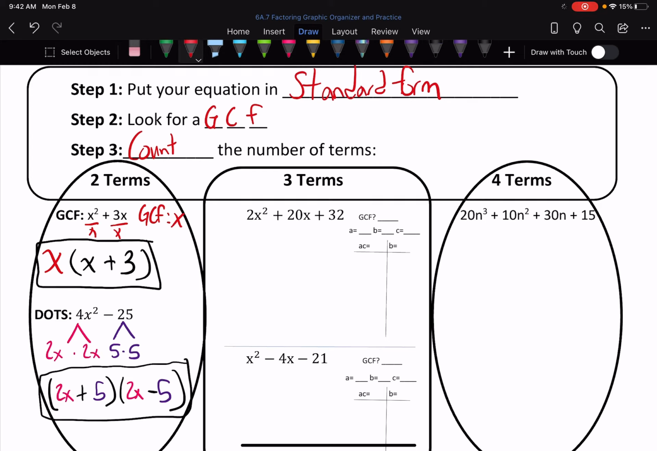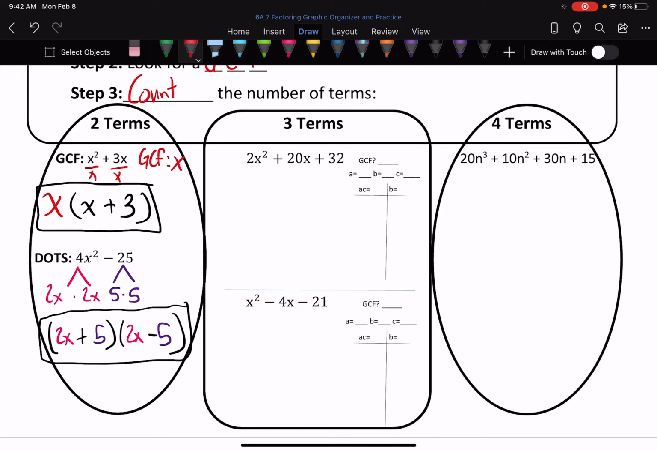Now let's look at 3-term polynomials. These are the ones that take a little bit more time to work through. So stick with it, see what you can find out. If you prefer to use the diamond or the bottoms up method, that's fine as well. I'm going to show you how to do it by taking out a greatest common factor and then factoring by grouping. So we've got 2x squared plus 20x plus 32.